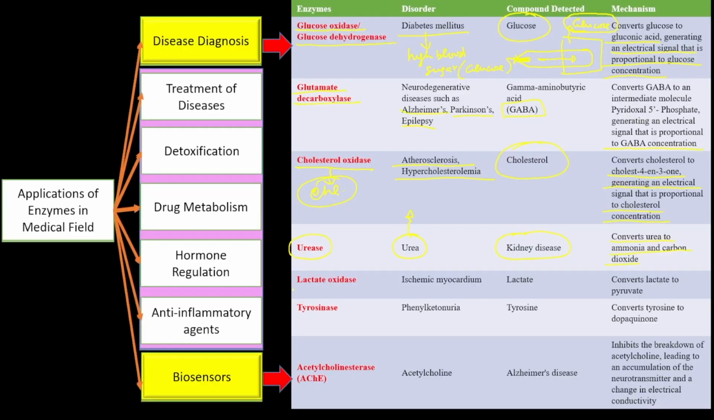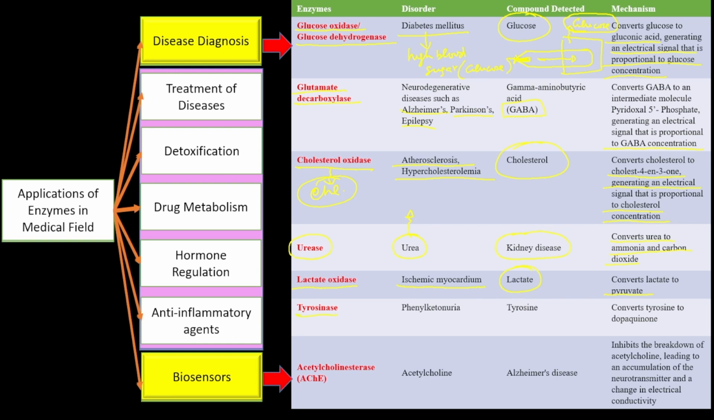Then we have the lactate oxidase. Lactate oxidase is going to give you the detection of ischemic myocardium, and it detects lactic acid, right? The mechanism is that it converts the lactate into pyruvate, and in this process it is going to detect the amount of lactate present in the biological fluid.